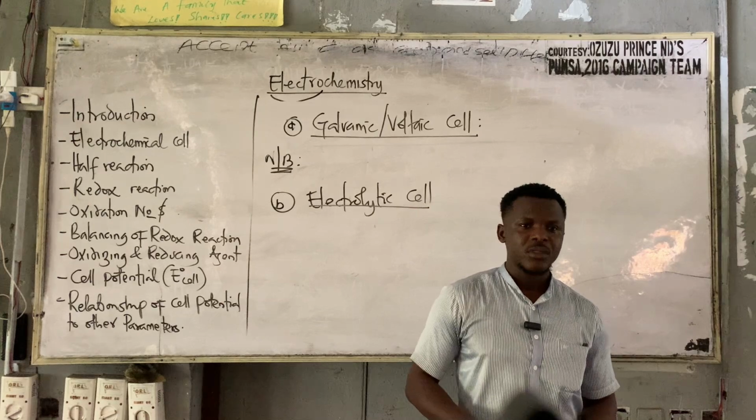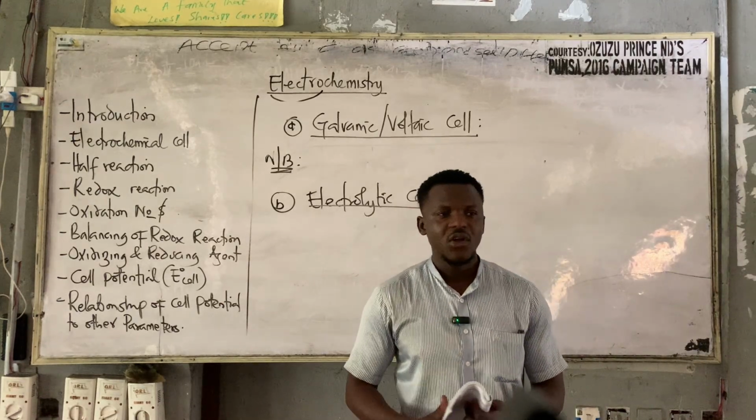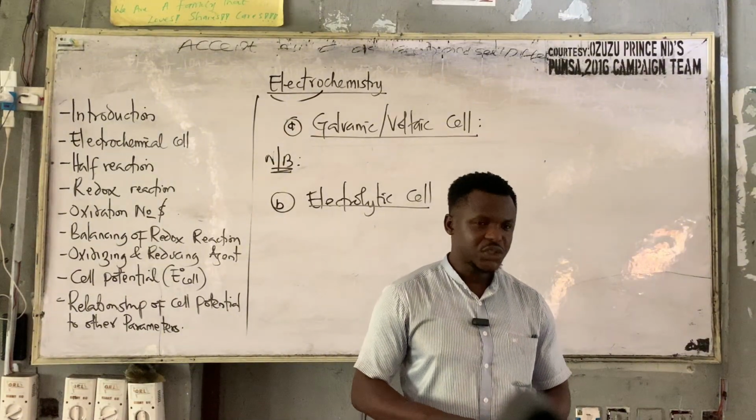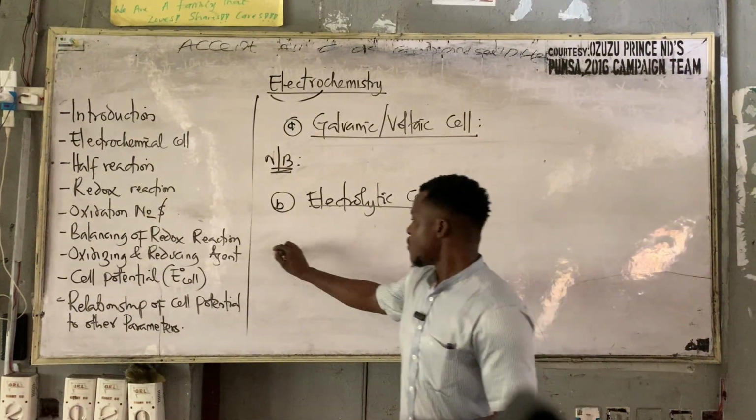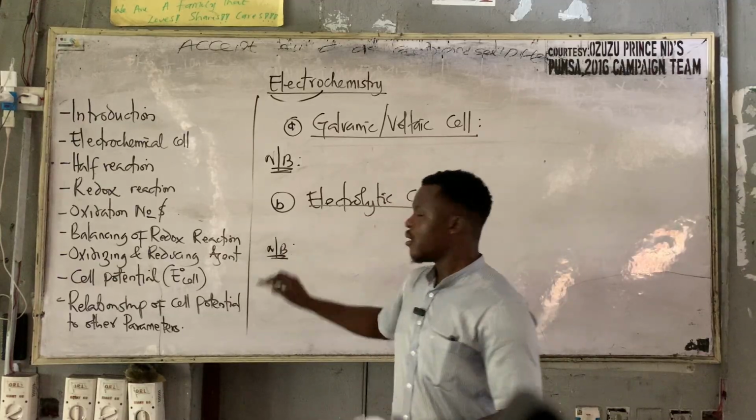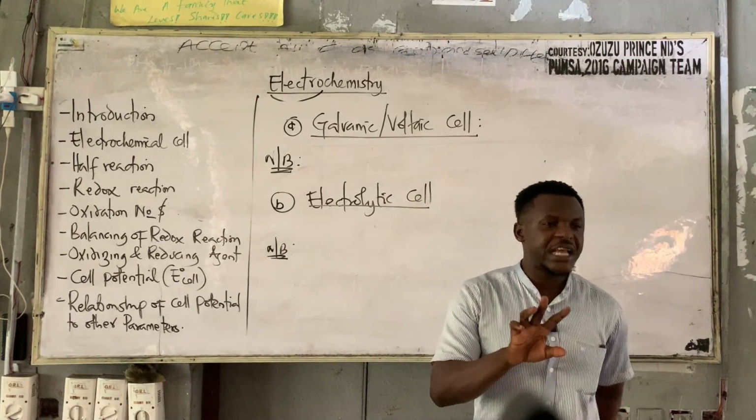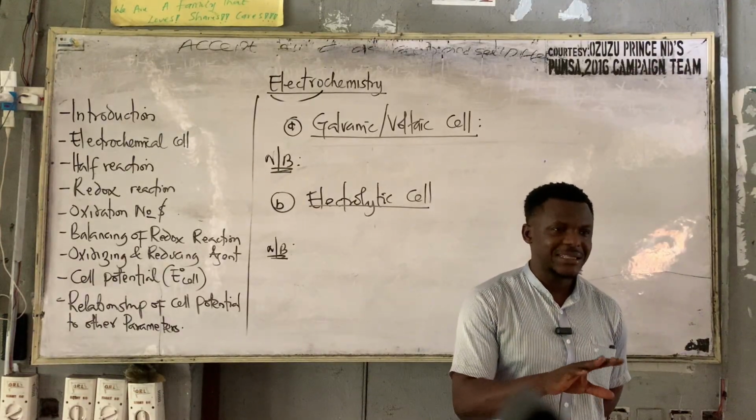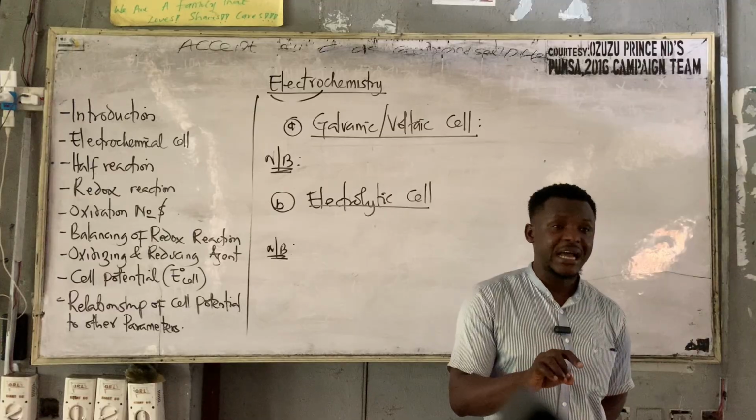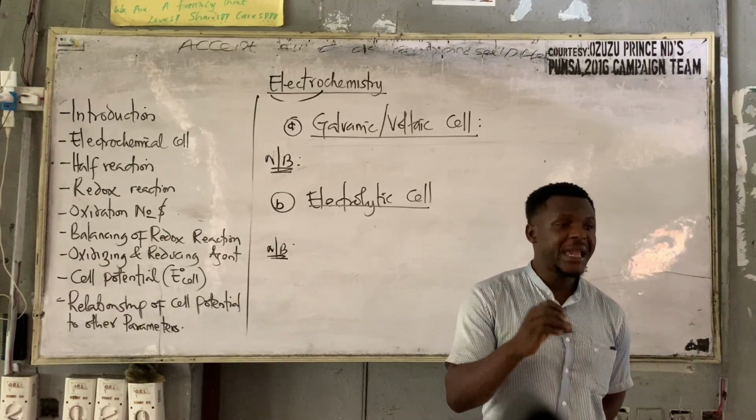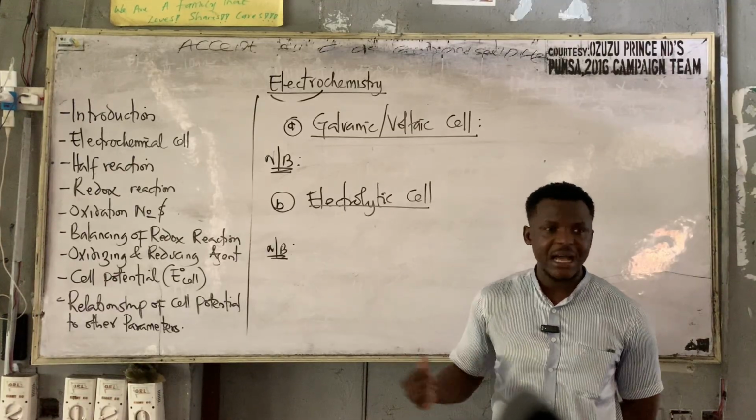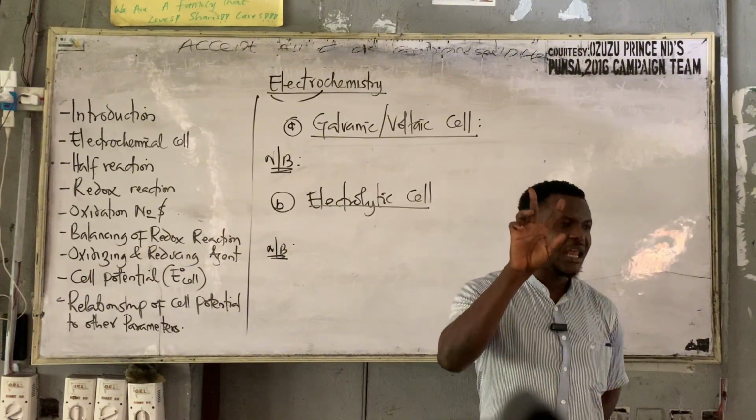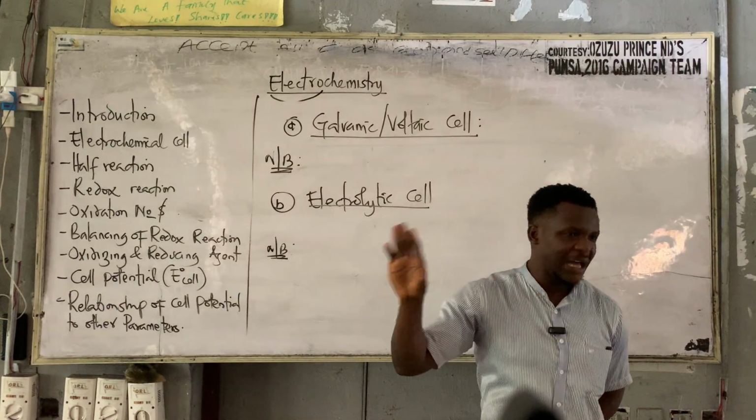Full stop. Class, notes. The major difference between the two of them is in their mode of operation and in their terminals. Remember I told us that every electrochemical cell, be it galvanic or electrolytic, has two electrodes, the cathode and the anode.